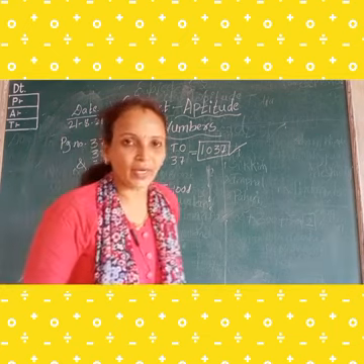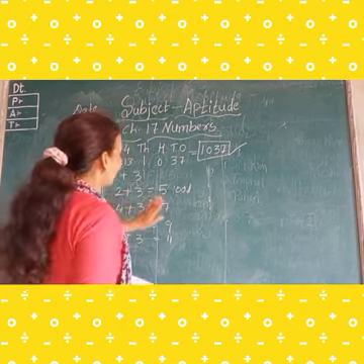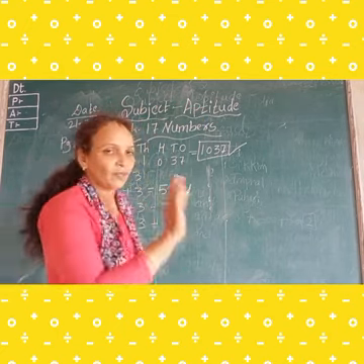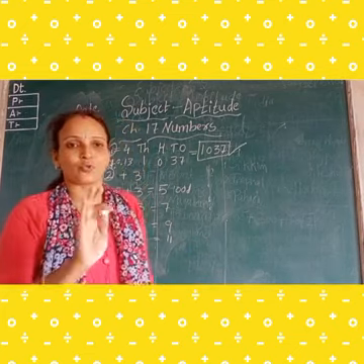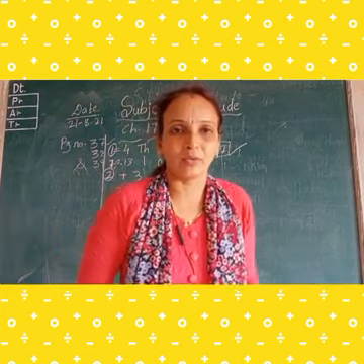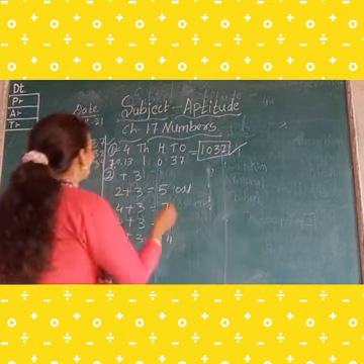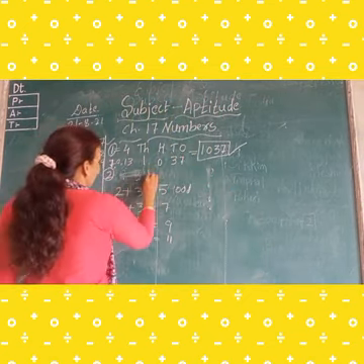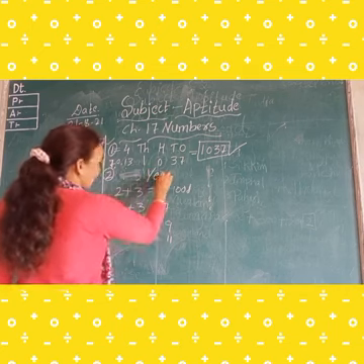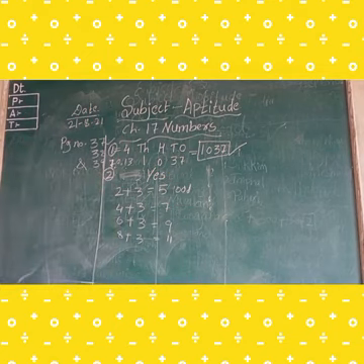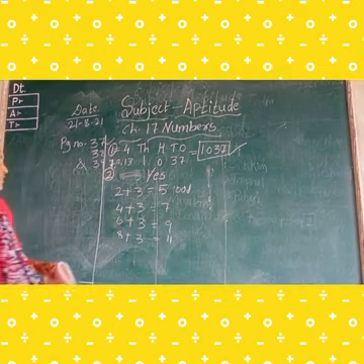Do you agree with this? We get the odd numbers 5, 7, 9, 11. An odd number is not divisible by 2, so we call it an odd number. So for question number 2, our answer is yes.